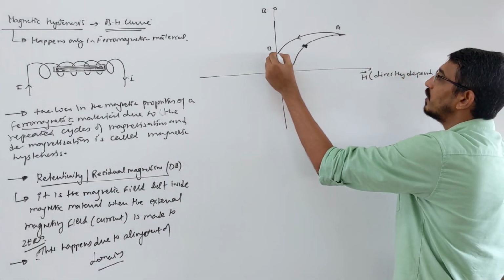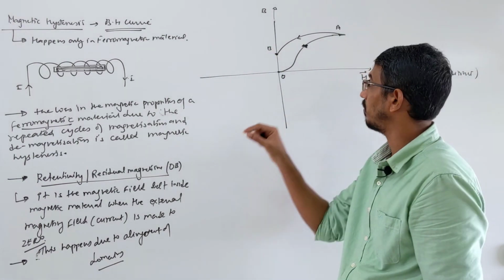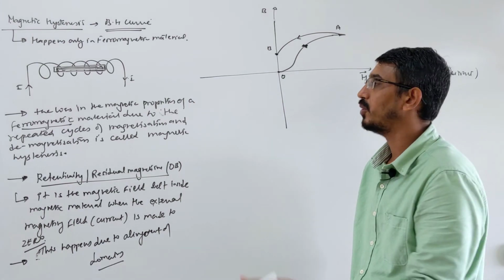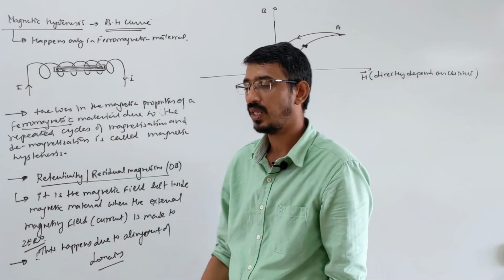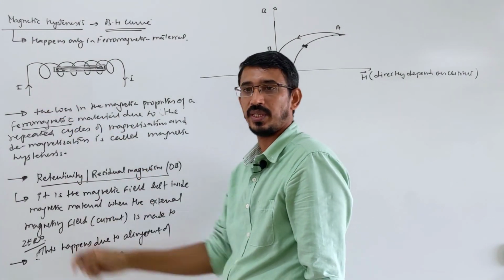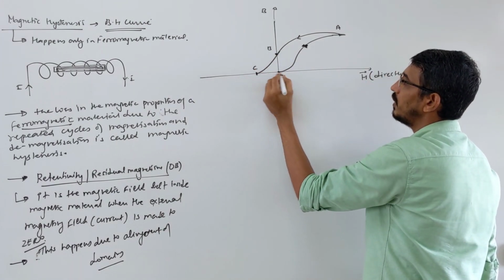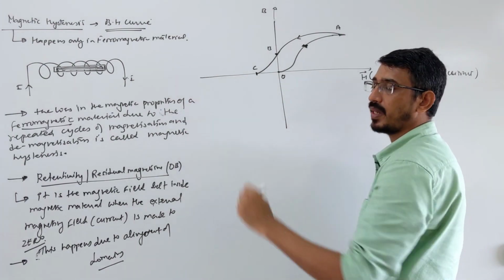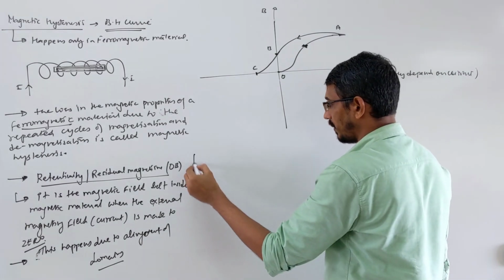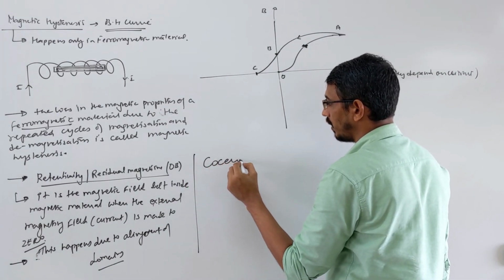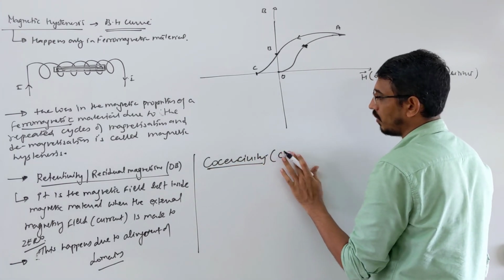Now you came here. You want to make that magnetic field 0. Some magnetic field is left, OB. To make it 0, you have to make current flow in the opposite direction. You produce a magnetizing field in the opposite direction. When you give current in the opposite direction, at some value like here, point C, this much current OC, your magnetic field inside the material is 0. So this value OC is called coercivity. In this graph, your OC value is your coercivity.